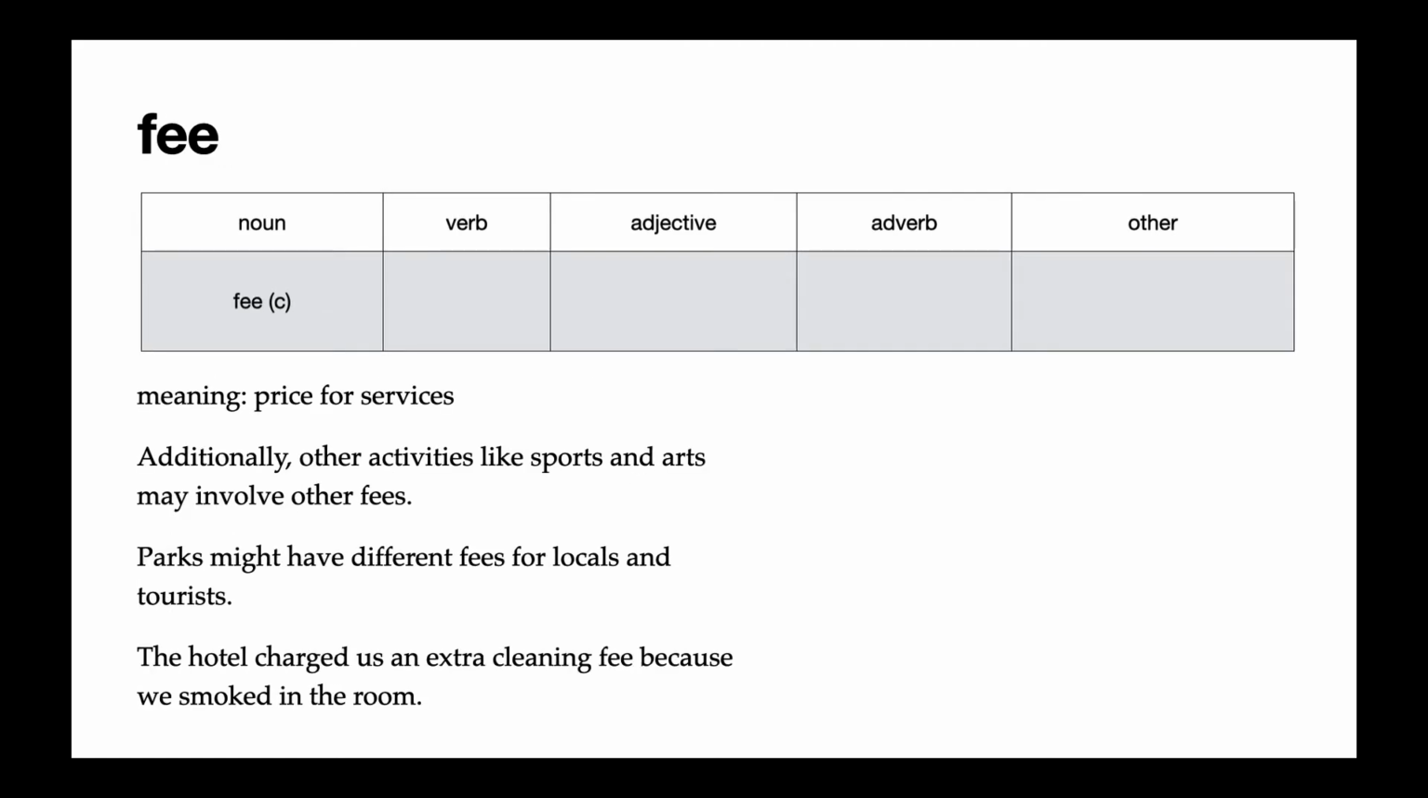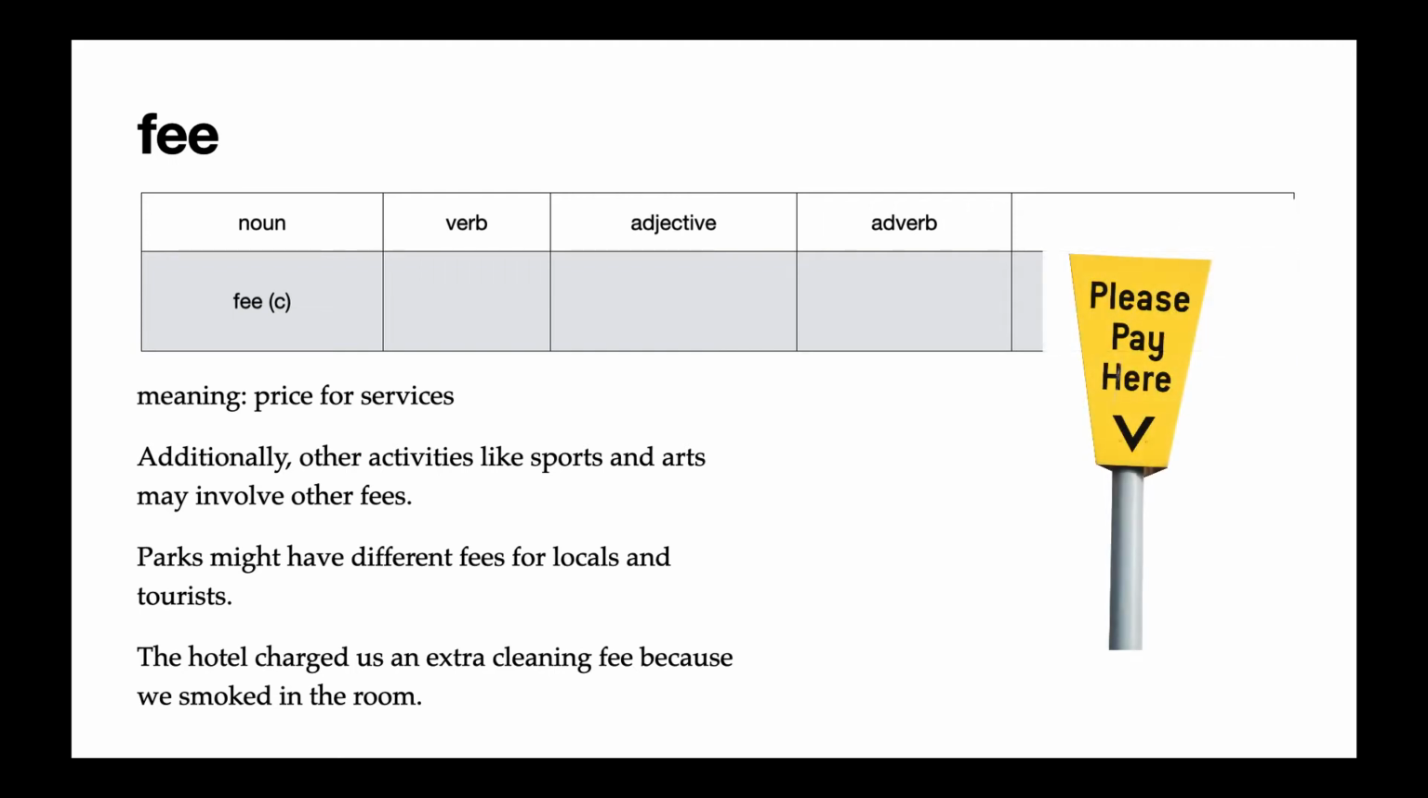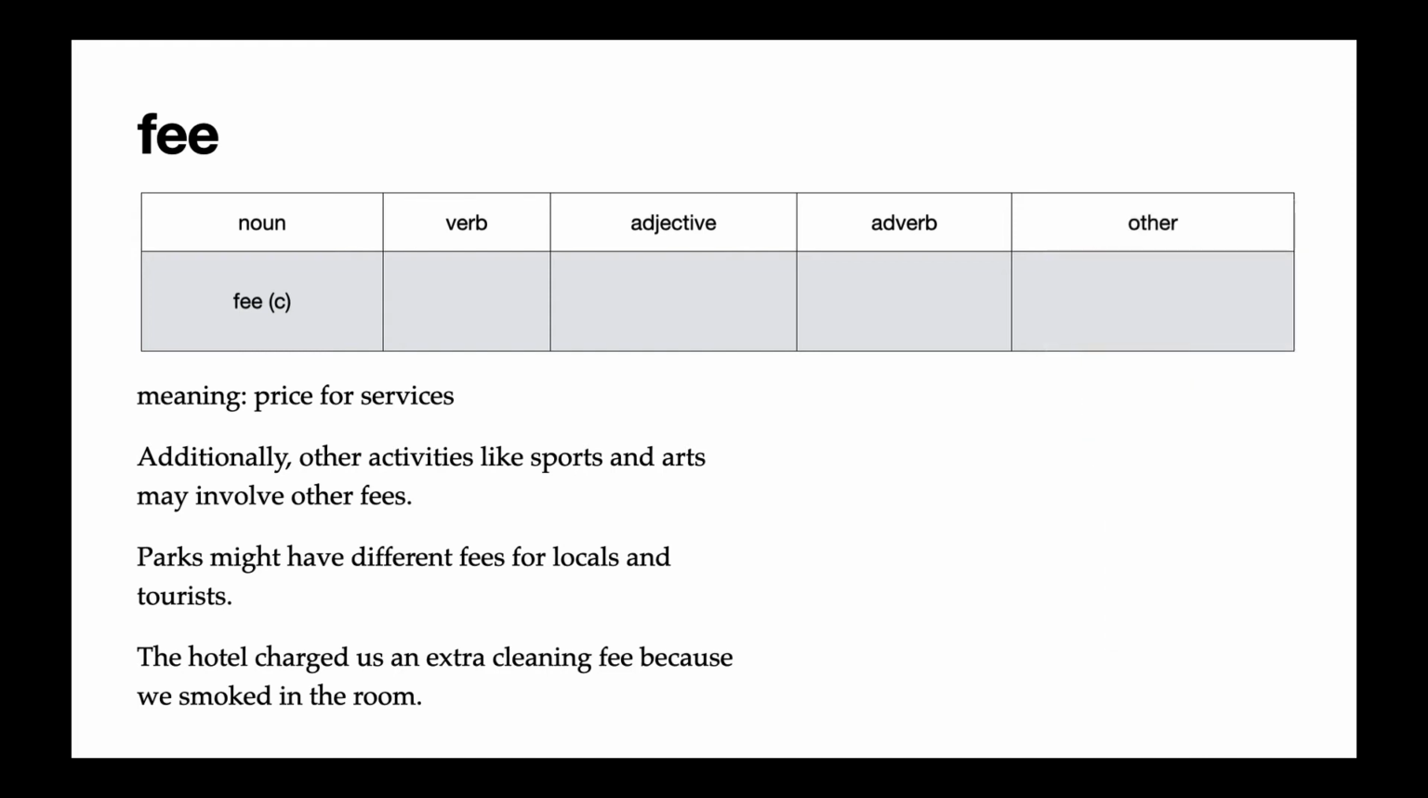Our next word is fee. Fee is a countable noun that means a price for services. That means not a product that you buy, but a service. So in the reading, it said, additionally, other activities like sports and arts may involve other fees. It means other costs to do these things. Our second example says parks might have different fees for locals and tourists. So here we're talking about an entrance fee, what you pay to enter a park. And the third example says the hotel charged us an extra cleaning fee because we smoked in the room. And so this is the price you would pay to have your room cleaned.